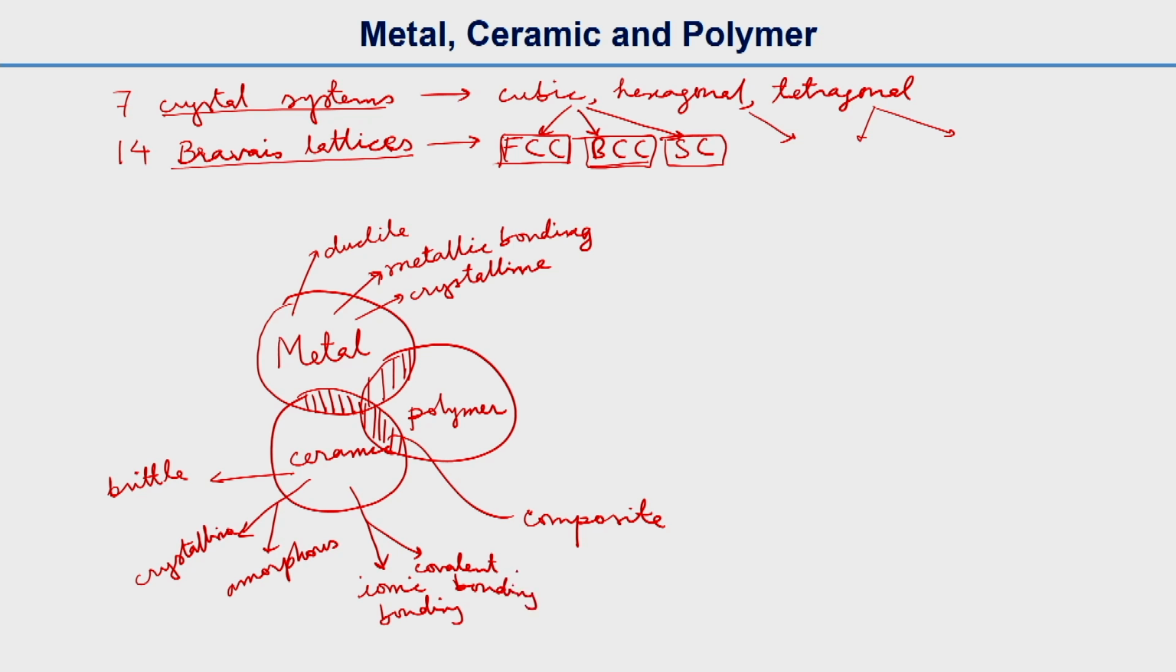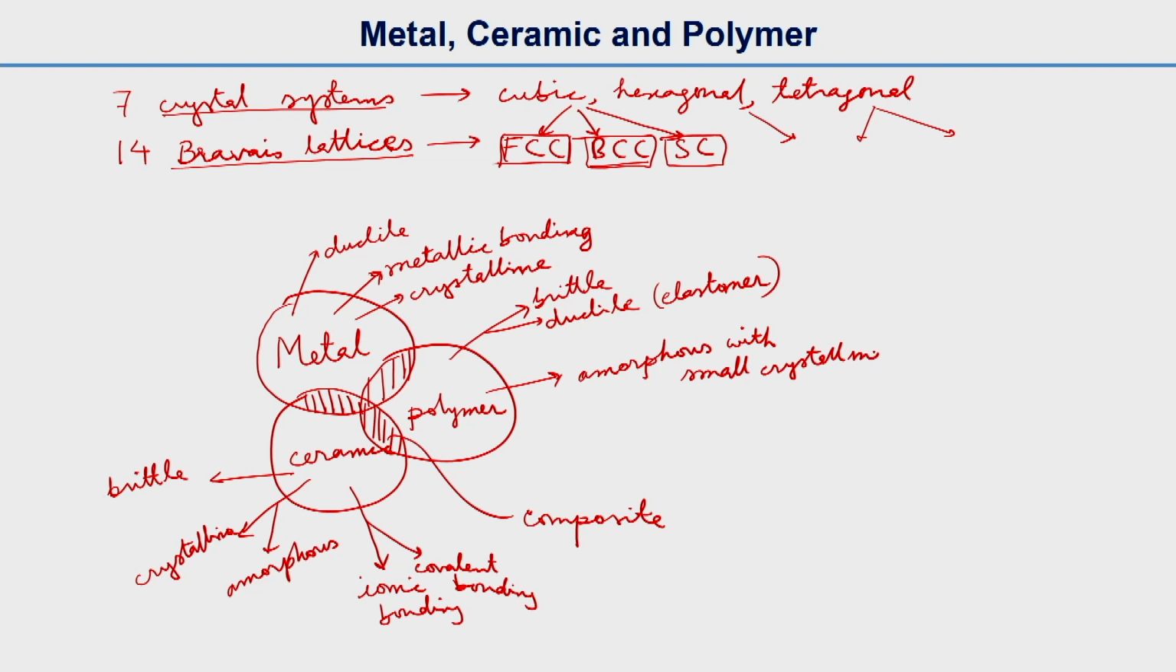And the polymers can be brittle, they can be ductile, even very ductile, let us say an elastomer, and it is amorphous with small crystalline groups. So sometimes it is called semi-crystalline, with small crystalline regions. The bonds are mostly covalent within a molecule, and the intermolecular bonds are secondary bonding, like van der Waals bonds.